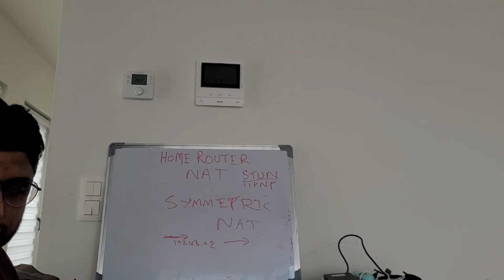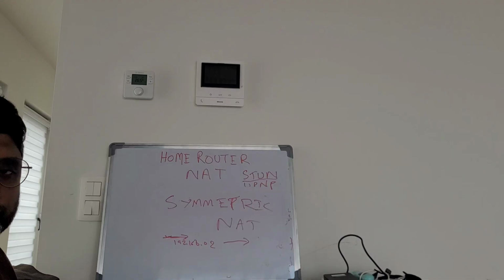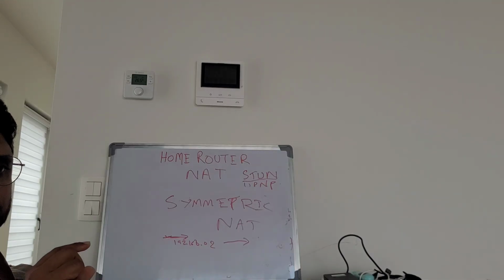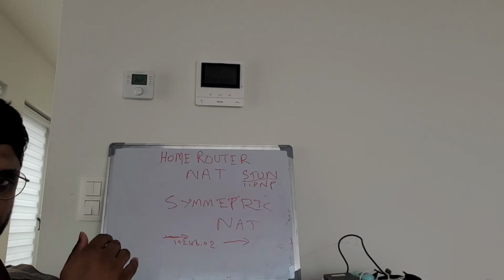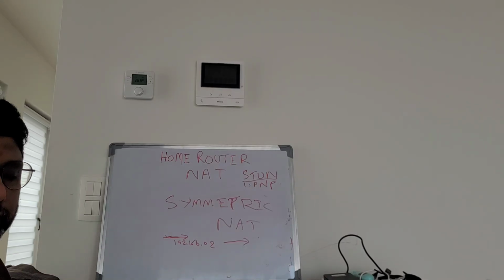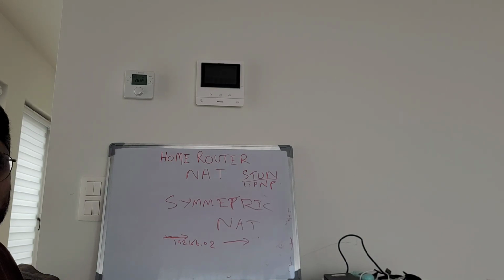Address restricted NAT, restricted address cone NAT, is when at least in the mapping, the address should have been used by the internal client to communicate to the external client. Only then can the external client send a packet to that particular address. So that is restricted address cone NAT. Then the third is restricted port cone NAT, where both address and port were used by the internal client to communicate to the external client. Then only the external client can send a packet to that particular mapping.